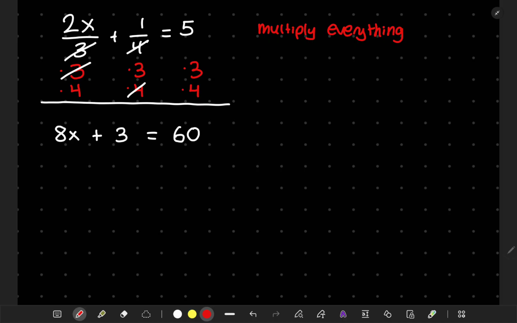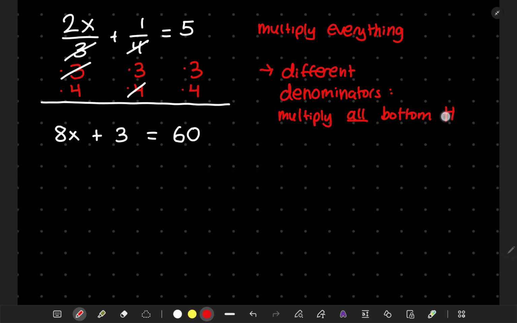So really, when it talks about multiplying everything, when you have different denominators, the key thing you want to focus on is that you still multiply all of them. Multiply all the bottom numbers. See, that's the key idea: multiplying all the bottom numbers to get there.